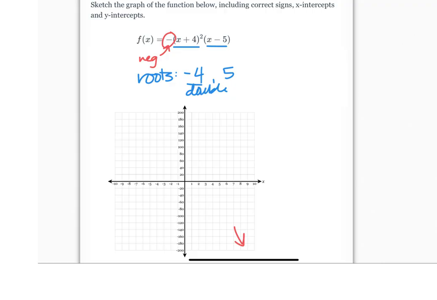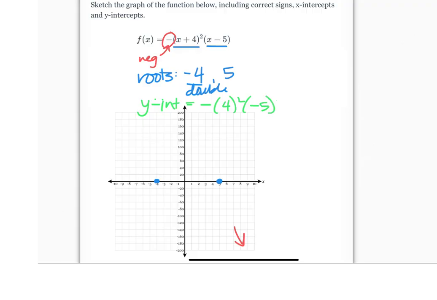And then lastly, I'll go ahead and make those points on the x-axis. So I've got negative 4, positive 5. And then lastly, I'm going to look at my y-intercept. Remember, that happens when x is 0, so this becomes negative, parentheses. If I plug 0 in the first factor, I get 4. If I plug 0 in the second factor, I get negative 5.